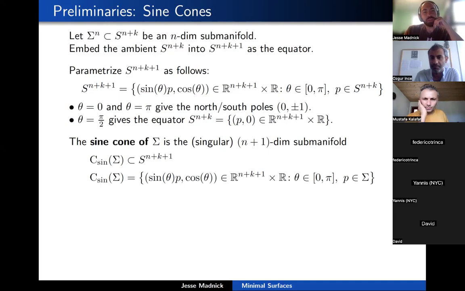So using this parameterization, I can talk about the sine cone of sigma. I can take sigma and form its sine cone. It's defined by basically the same formula, but now the points P have to live in sigma.